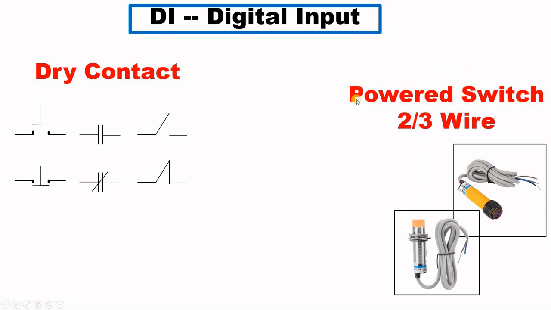There are mainly two forms of digital input. The dry contact, that means this provides you with a dry, non-powered contact. Is it open or closed, or normally open or normally closed? The other form is a powered device. That means this device itself needs power, and hence it gives you back one of your power leads.